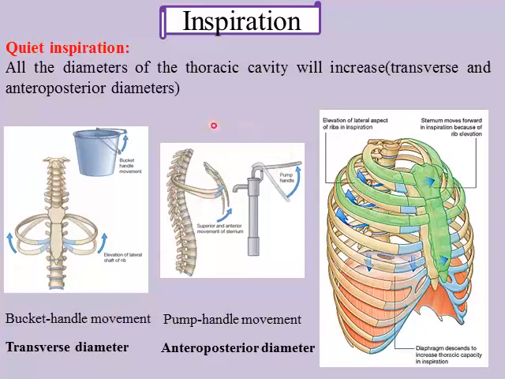Okay, the opposite will occur when the rib depresses. When the rib depresses, the sternum moves downward and backward, and this will decrease the anteroposterior diameter. The transverse diameter is increased by a mechanism called bucket handle movement.